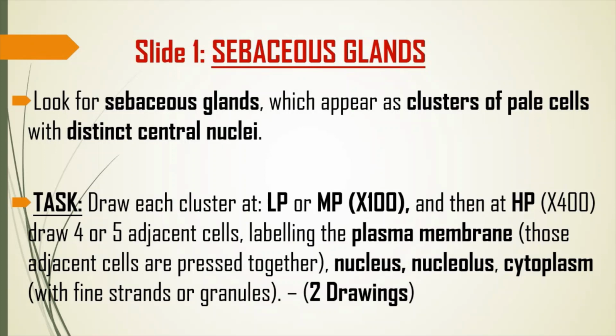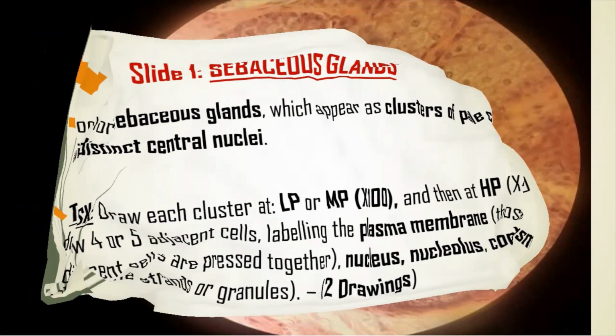medium power, and then draw it at high power. So at high power, you're supposed to draw 4 or 5 adjacent cells that are together. And then you label the plasma membrane, the nucleus, the nucleolus, and the cytoplasm. Okay, so you make 2 drawings, one at low power or medium power, and the other one at high power. And then you label all those organelles.